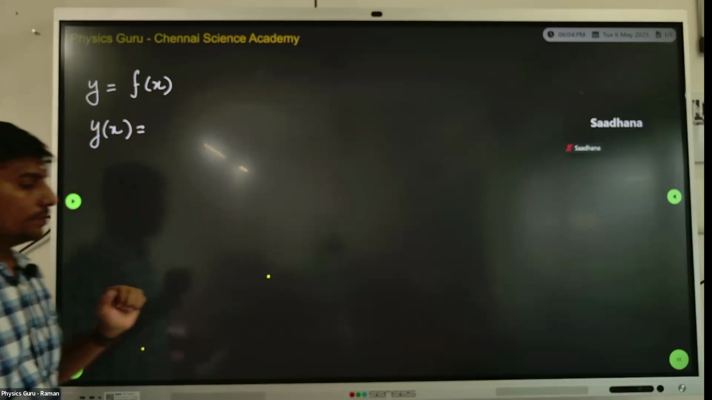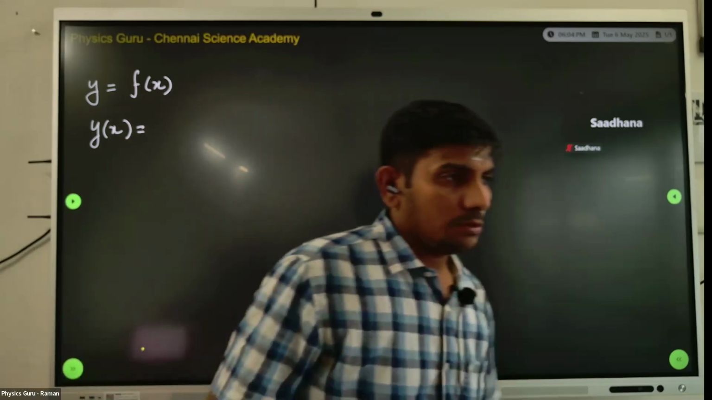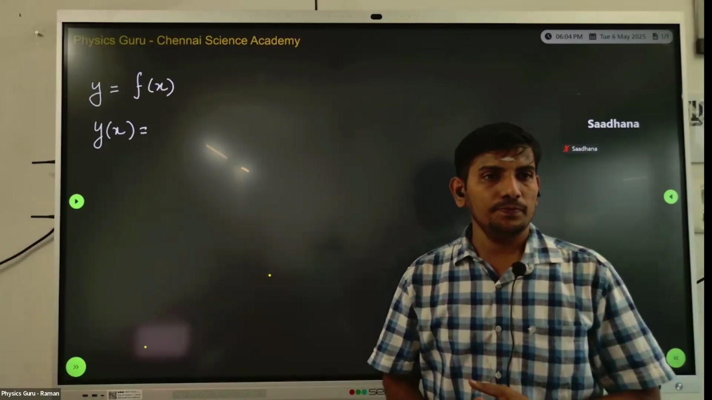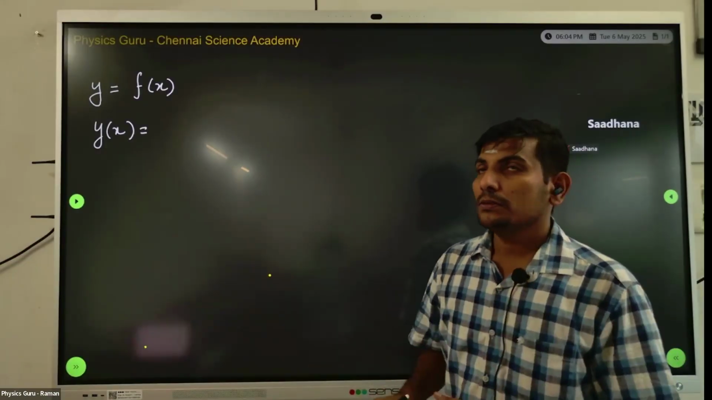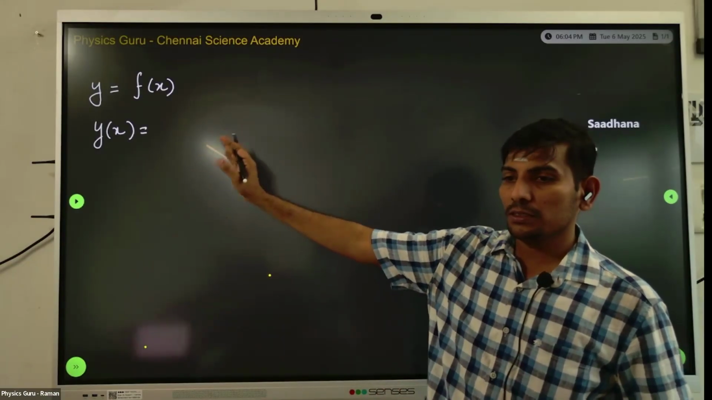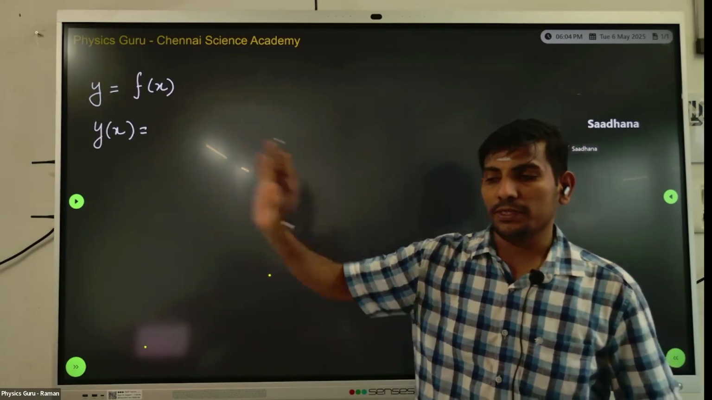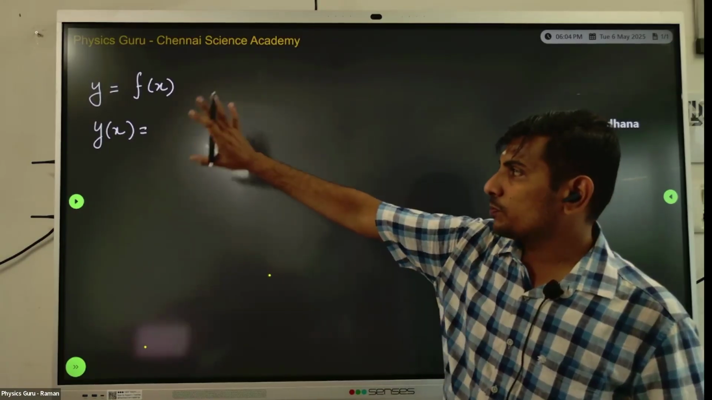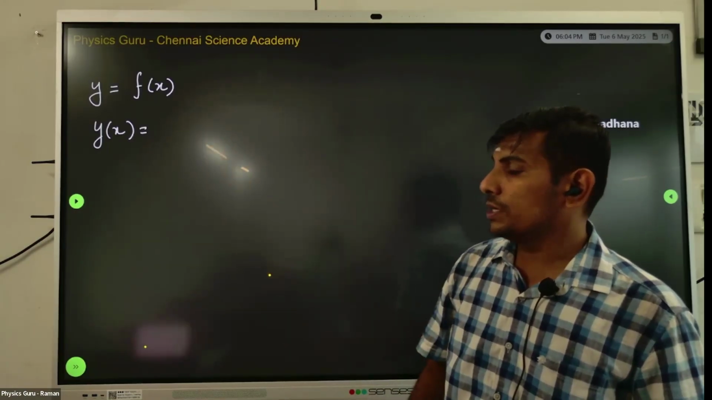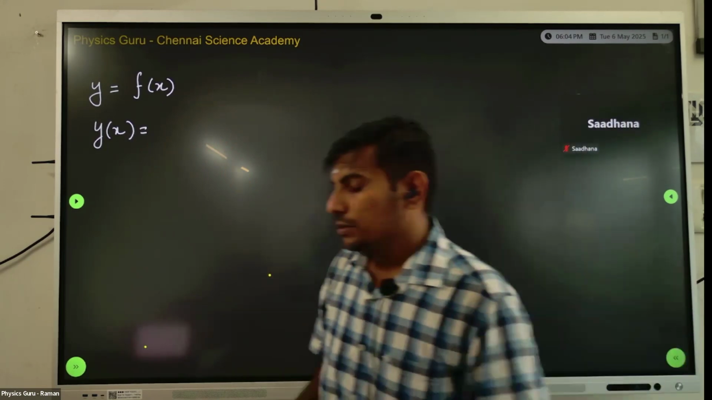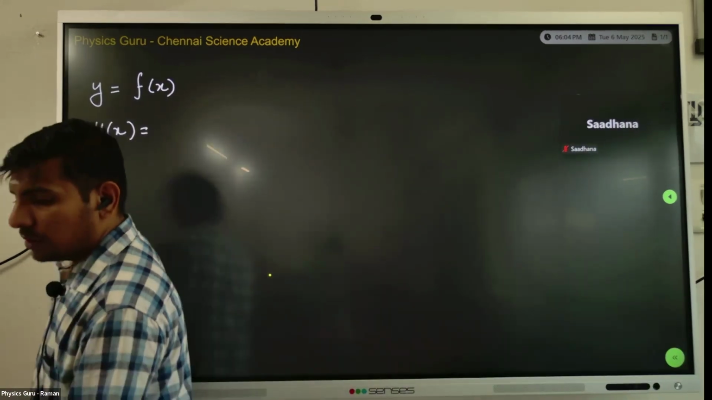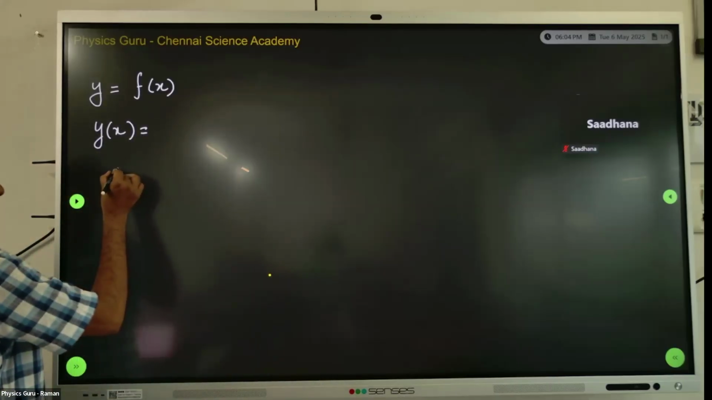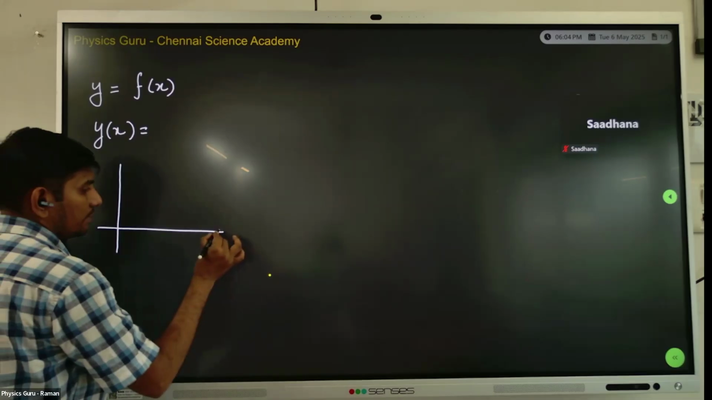This means simply that if the x value varies, the y value will also vary. If the y value varies, x varies. They are interdependent. That is what we explain using the statement y is equal to f of x. In another way, we can represent the same function as a graph.